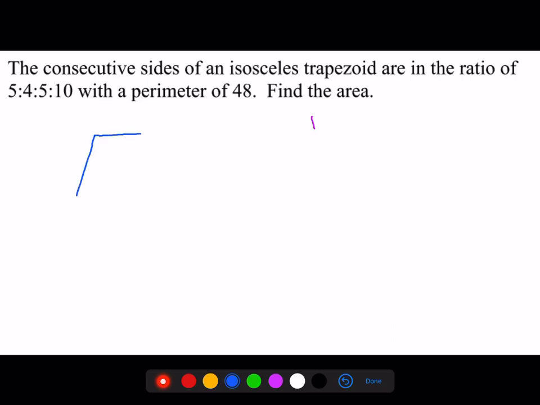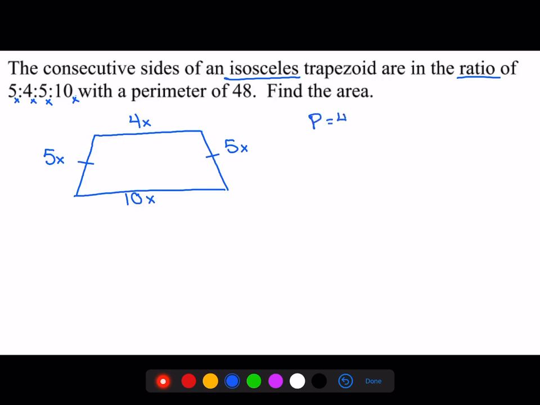I'm going to start by drawing out my trapezoid. So here's my trapezoid. It's isosceles, so I know that opposite sides are congruent, which tells me that it's 5x and 5x. Again, we're dealing with the ratio, so I'm adding in the x's for all these, just like we did earlier this year. The top will be 4x, because that's the smaller side in mine. The bottom will be 10x. We know that the perimeter is equal to 48. So I can say 48 is equal to 5x plus 4x plus 5x plus 10x.